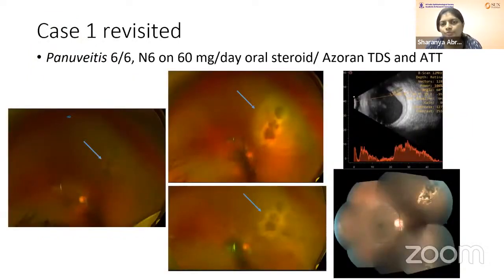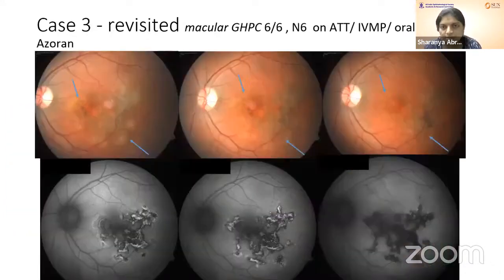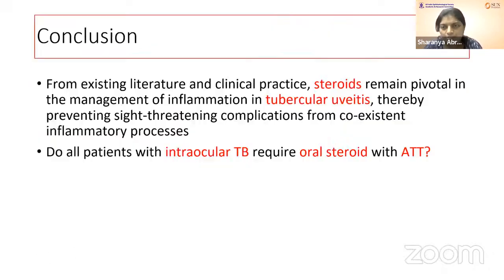We go back to the first case. This patient, we hiked up the steroids, increased the Azoran, continued the ATT. We see a resolution of the lesion with scarring. The third case also added oral steroid, continued the anti-tubercular therapy, gave him IVMP, and started Azoran. The lesion has disappeared. Vision is back to 6/6.